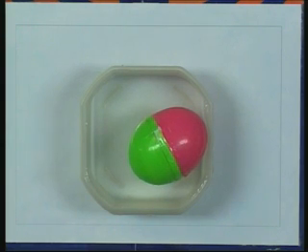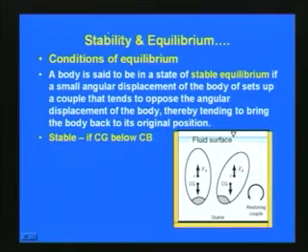As far as stability and equilibrium are concerned, the conditions of equilibrium can be stable, unstable, or neutral. A body is said to be in a state of stable equilibrium if a small angular displacement of the body sets up a couple that tends to oppose the angular displacement, thereby tending to bring the body back to its original position. In this slide you can see there is a fluid and a body, and a force is applied and a moment is given.